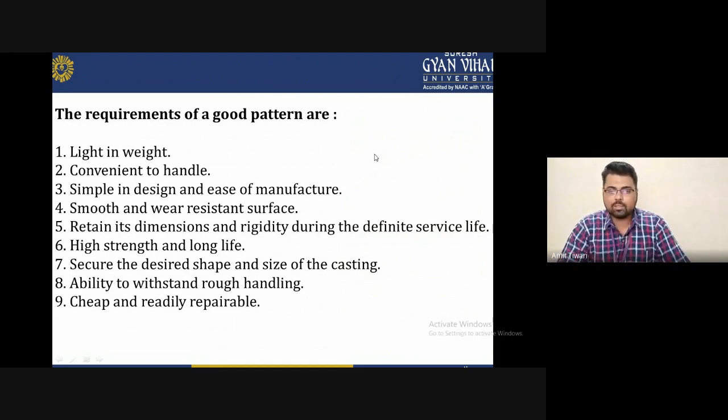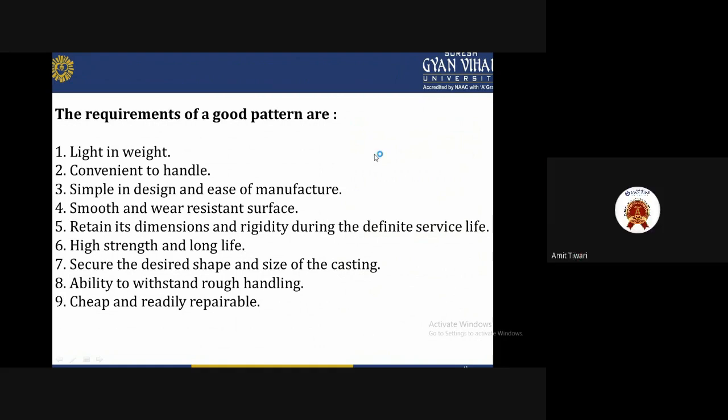Fifth is to retain its dimension and rigidity during the infinite surface life. That is, retaining dimension and rigidity during the infinite surface life is also a good requirement of a good pattern.